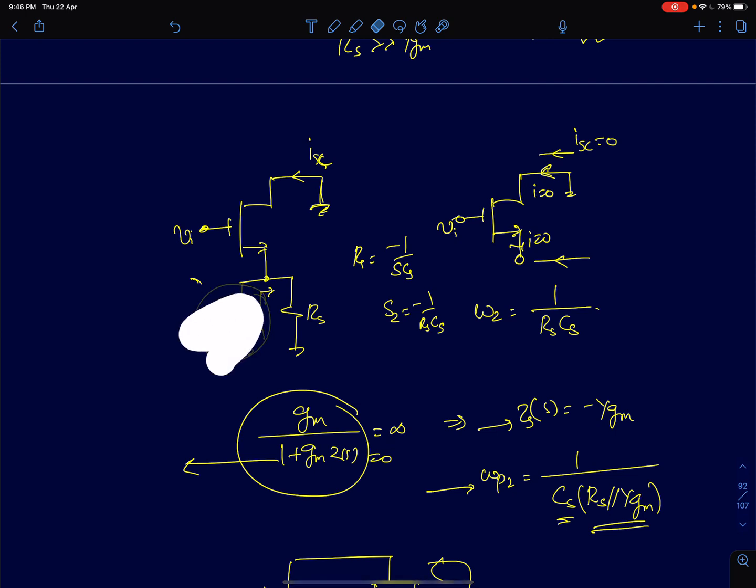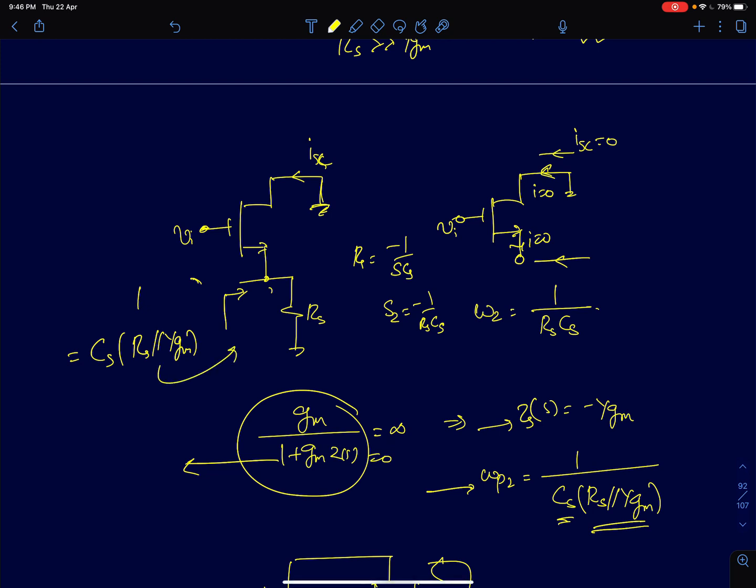I can remove this capacitance and find the equivalent resistance seen at this node. That will be Rs in parallel with 1 by Gm. So Cs times Rs parallel 1 by Gm will give us the time constant associated with this capacitance. Then the pole is simply given by the inverse of this. This can be easily applied for a single capacitor system. When you have many capacitors, we can apply it even there, but we have to exercise some care. I'll discuss that in upcoming lectures, probably towards the end of the course.